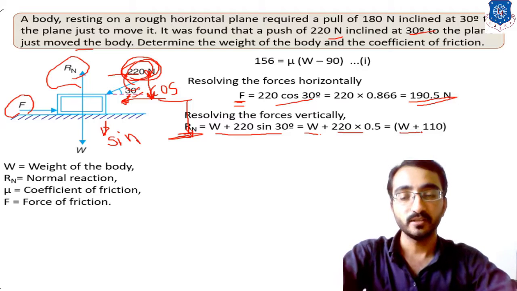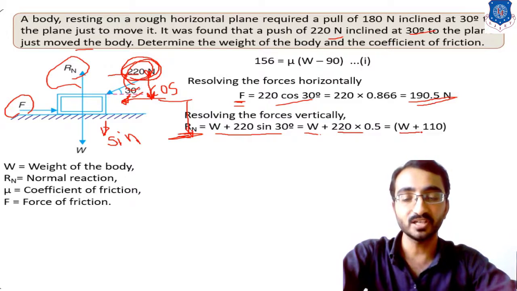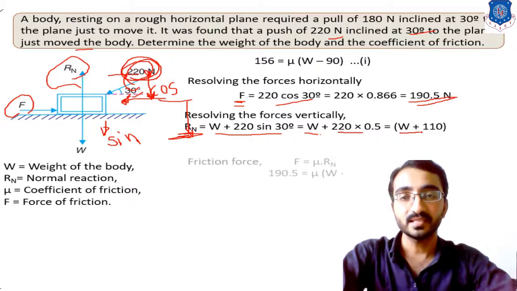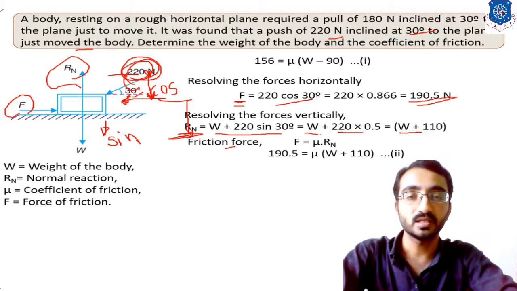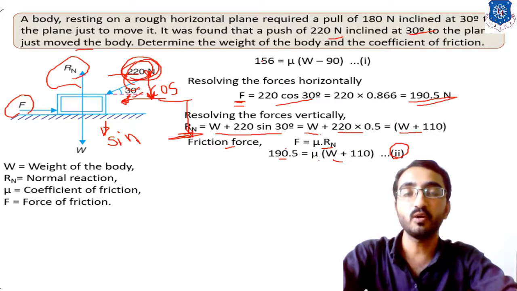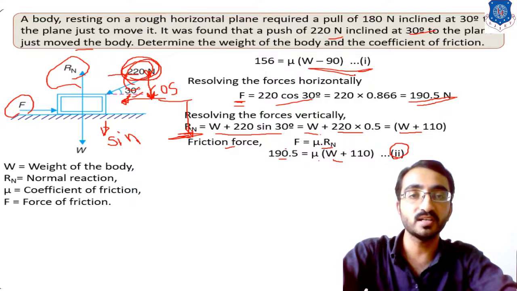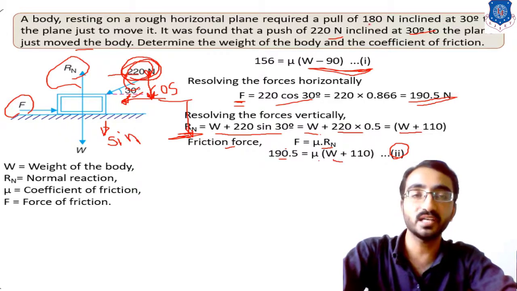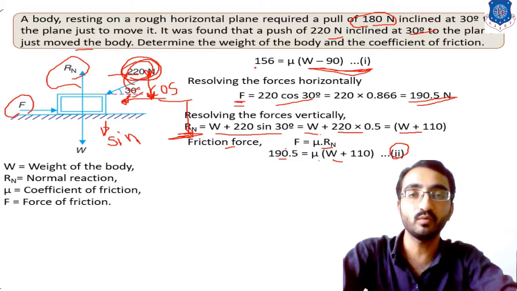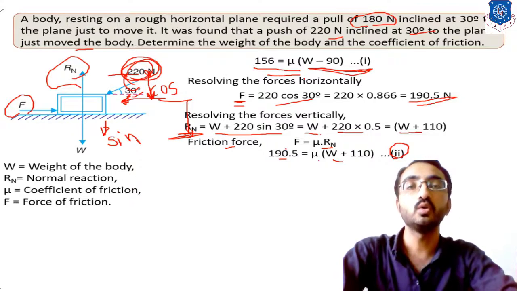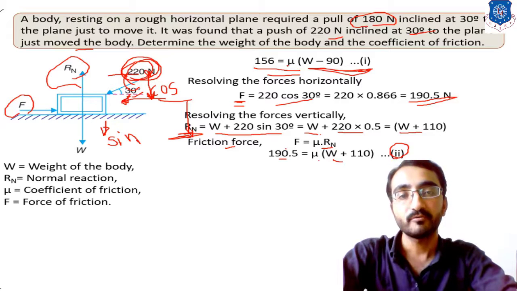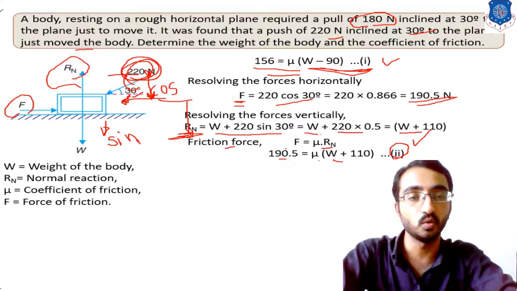Okay, so now for the frictional force, we have a simple relation F is equal to mu Rn. So over here in this case the frictional force F is equal to mu Rn, and that is 190.5 is equal to mu into W plus 110. So this is your equation number 2 from condition 2. Okay, now we have equation number 1 from the first condition, in which we used the 180 Newton data, and that was 156 is equal to mu into W minus 90. Okay, so now from equation number 1 and equation number 2, by solving these two equations we can get the values of mu and W.